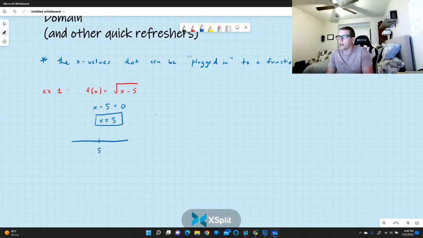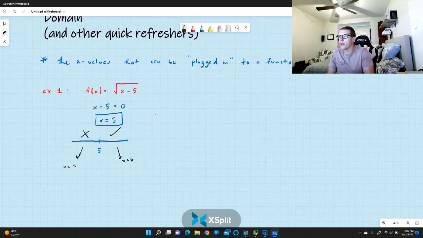So we're going to start by plugging in something bigger than 5, like 6. If you plug in 6 to the original function, you get 1, and the square root of 1 is 1. So this area works. Values bigger than 5 are in the domain of this function. But what if you plug in something less than 5, like 4? Plug in 4, you get the square root of negative 1, and that does not work. So we would say 4 is not in the domain of this function.